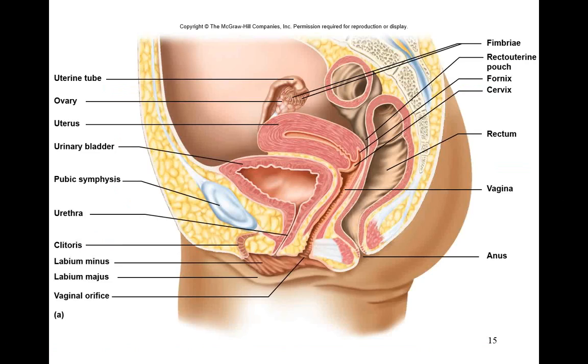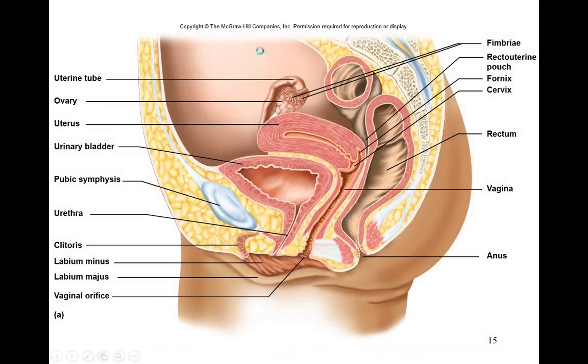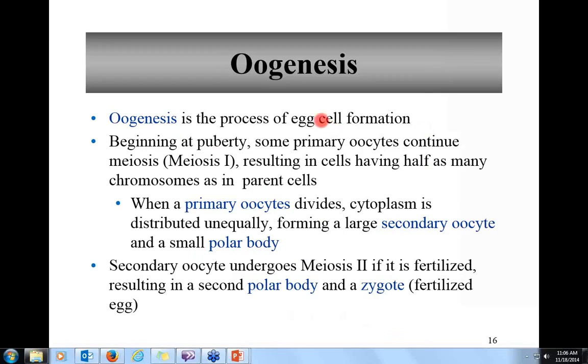And you have the usual players. You have the ovaries, the uterus, the vagina. And again, I'll let you review these on your own. So let's talk about oogenesis. Oogenesis is the formation of the egg.